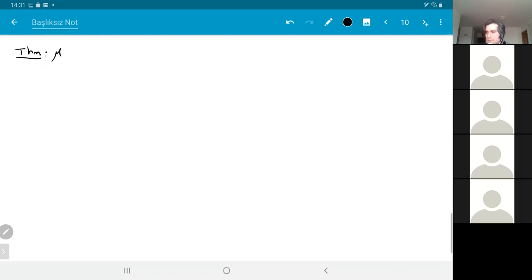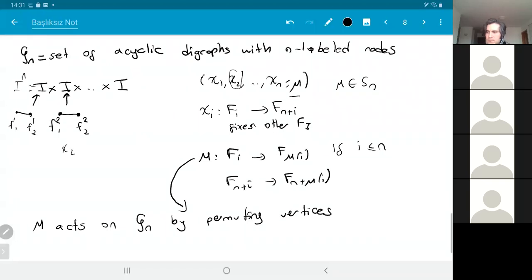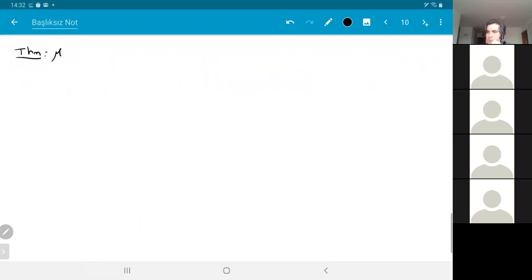But since in this case we have a group action, we can use Burnside's lemma to count it, and the action of mu is just permuting vertices, which means it corresponds to unlabeled digraphs. It would be easier to count the isomorphism classes of acyclic digraphs on labeled vertices up to permutation and local complementation. And I use this theorem to generalize it to products of simplices, which unfortunately I won't have time to talk about. So let me write this theorem.